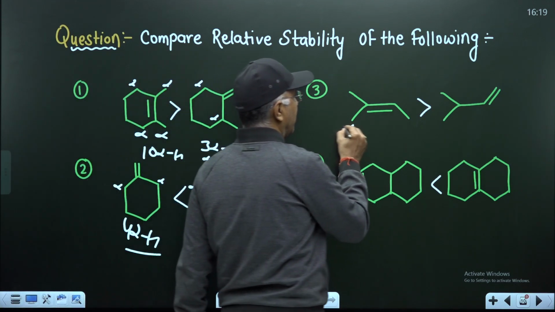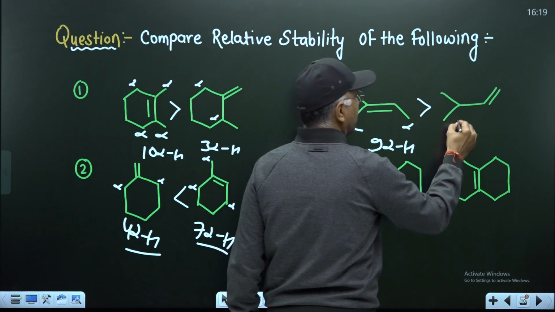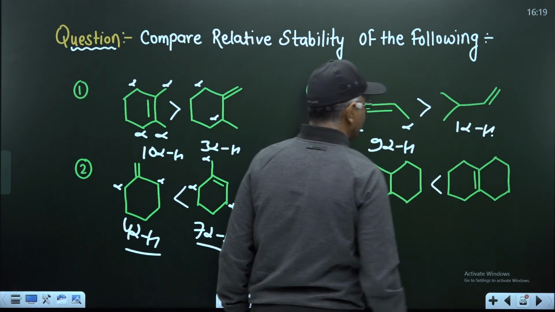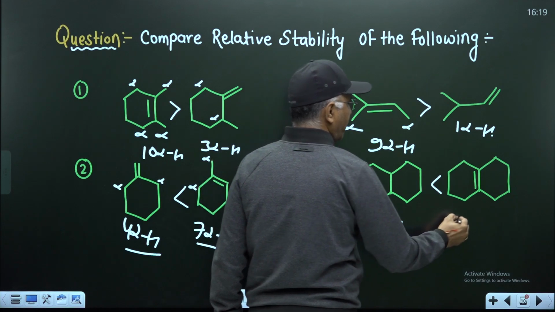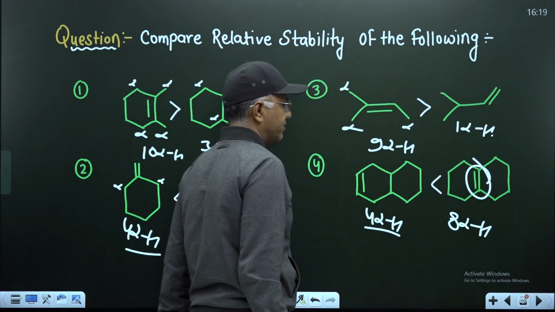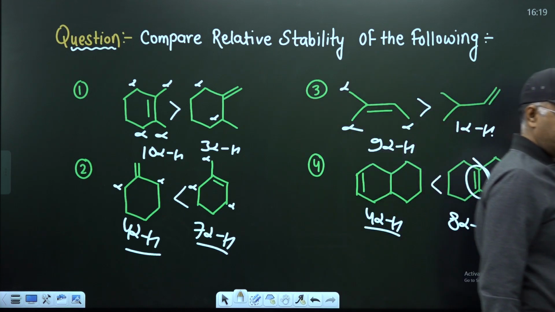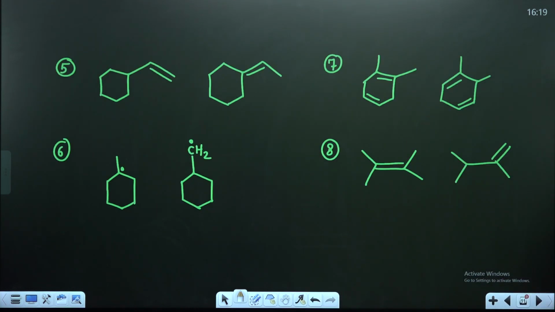In third, 9 alpha H and 1 alpha H. More alpha H, more stability. In fourth, 4 alpha and 8 alpha H. More alpha H, more stability. Now try this.